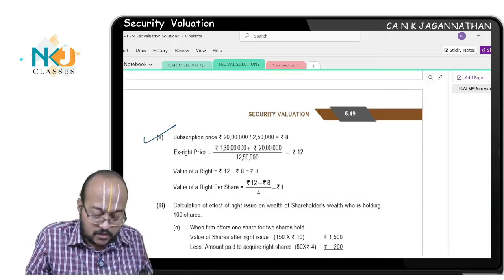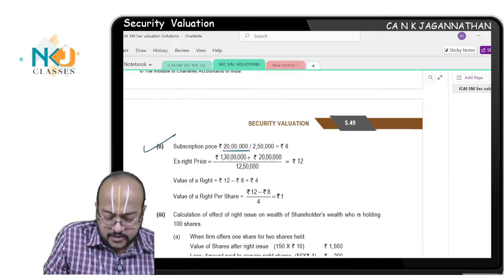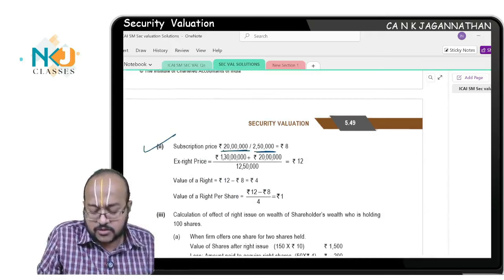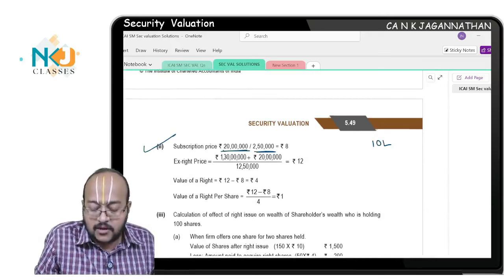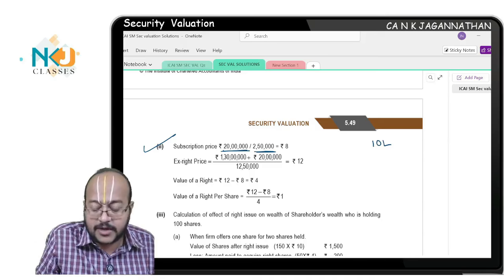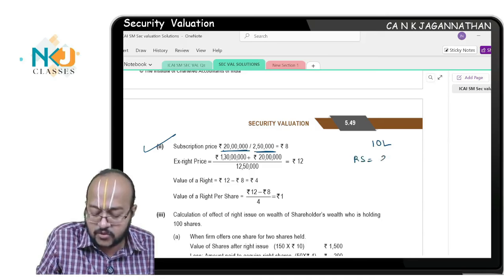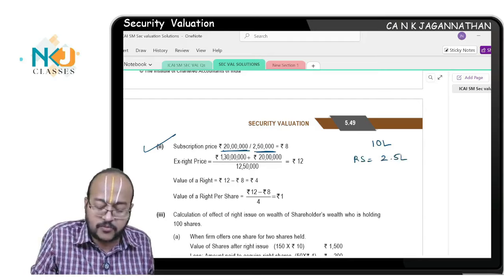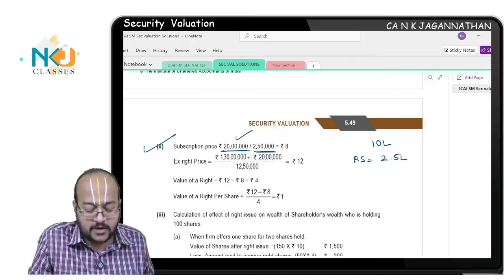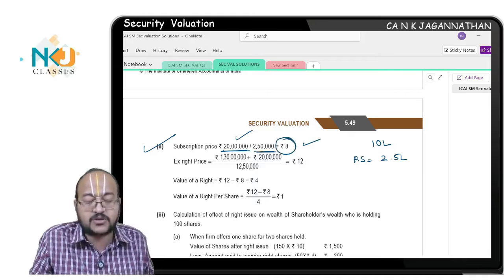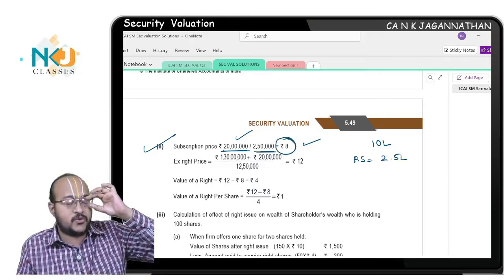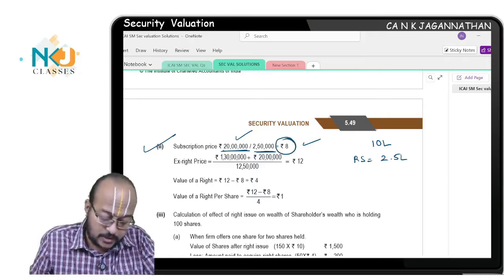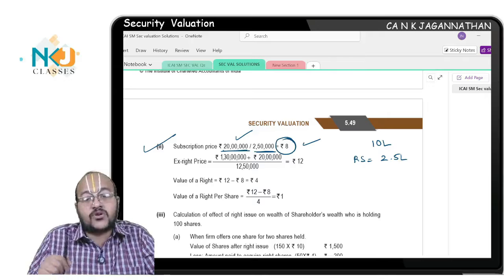Very simple. See, 20 lakhs divided by 2,50,000, because 10 lakh existing shares, 1 share for every 4 shares. Now what with the right shares? New shares, 2.5 lakh shares only, will be issued, correct? How much is to be financed? 20 lakhs. So 20 lakhs divided by 2.5 lakh, 8 rupees will be the subscription price. So I raise new shares at 8 rupees, if you are offering 1 share for every 4 shares.